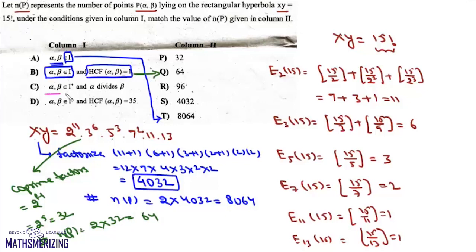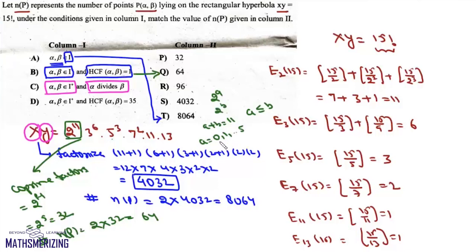Now for this third case, when alpha beta belong to positive integers and alpha divides beta. For this, suppose in x we have 2 to the power a, and in y we have 2 to the power b, such that a plus b must be 11, and a should be less than or equal to b. Only then 2 to the power a is going to divide 2 to the power b. Now this a can take the value 0, 1, 2 up to 5. If a is 6, then b will be 5, and in that case x won't divide y. So a can take 6 values. So there are 6 possible ways for 2.